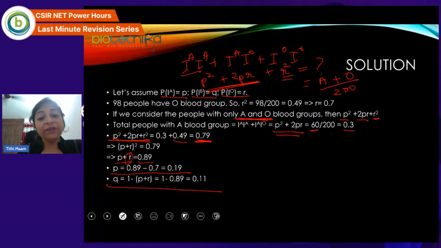Now definitely this is a little lengthy question, but yes, if you are preparing Hardy-Weinberg equilibrium, then this is a question that you should prepare for multiple alleles. Okay, this is an excellent example.